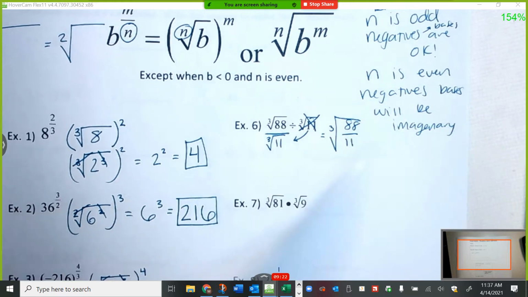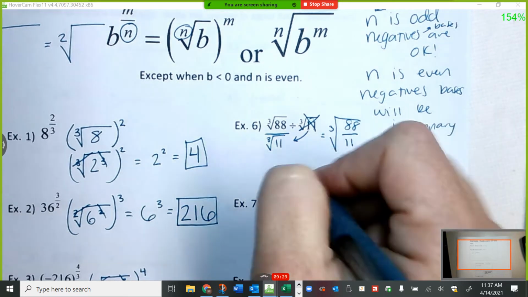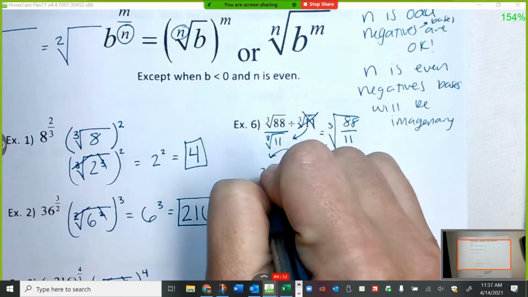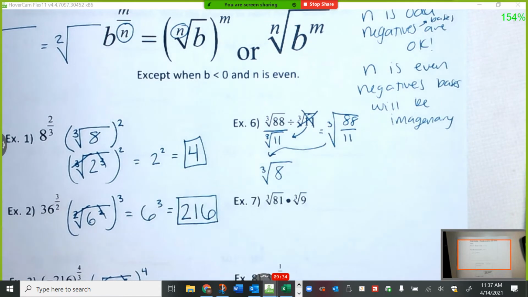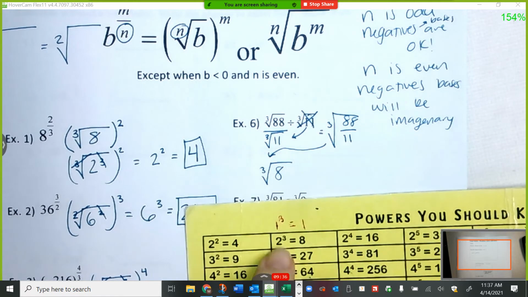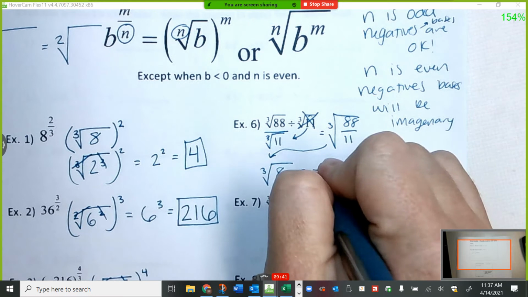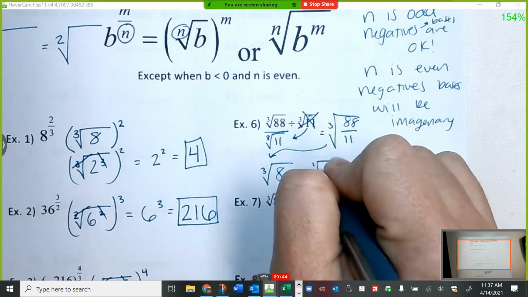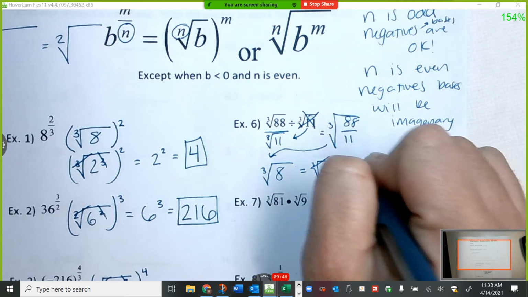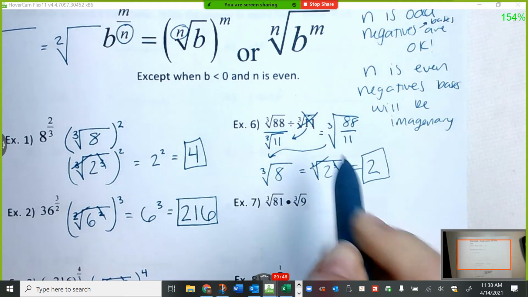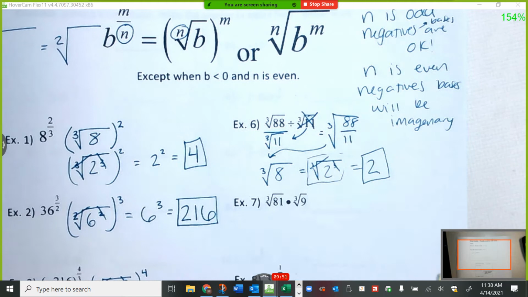And simplify. What's 88 divided by 11? 8. So when I rewrite this as cube root of 8, well, 2 cubed is 8, a perfect cube. So this just equals 2, because the cube root cancels the cubed, and it equals 2. Now, I realize that this step is kind of tedious, but I'm putting it there so you understand. If you don't need to show that step, that's fine. Okay?